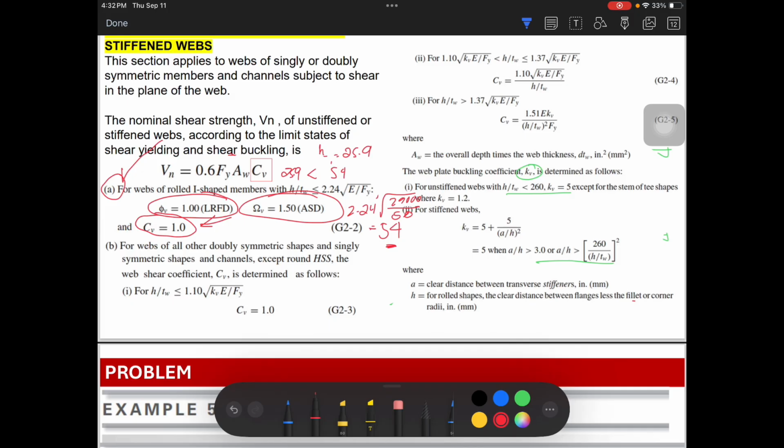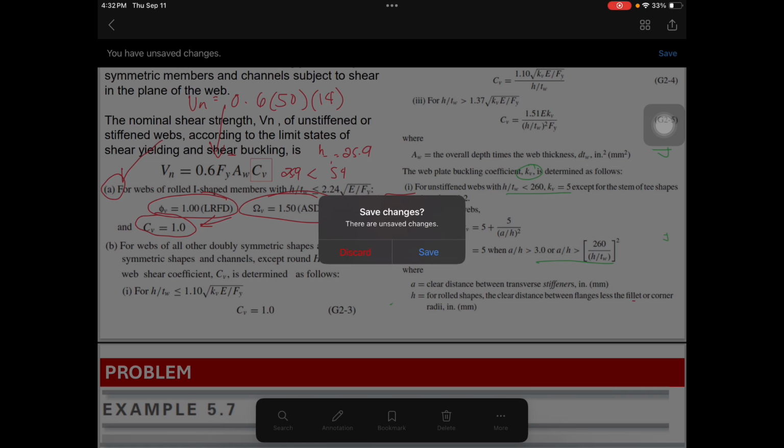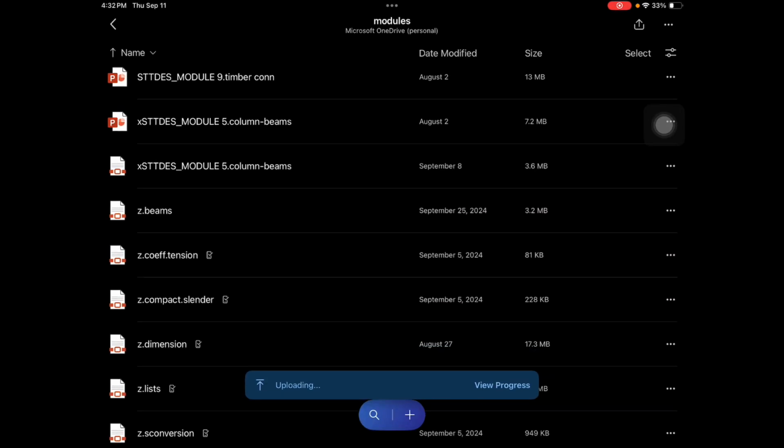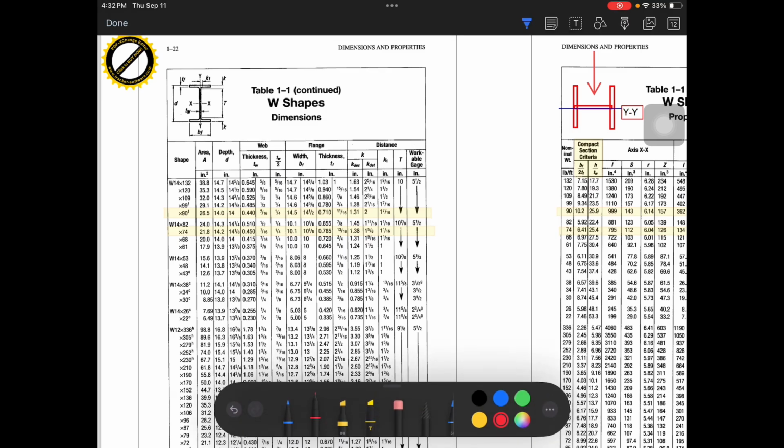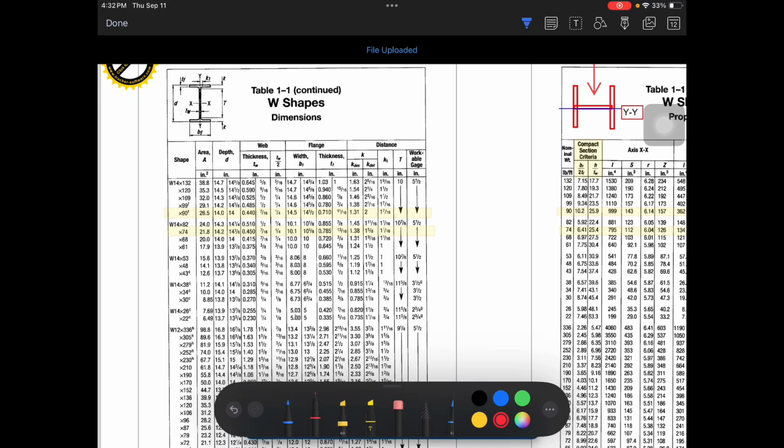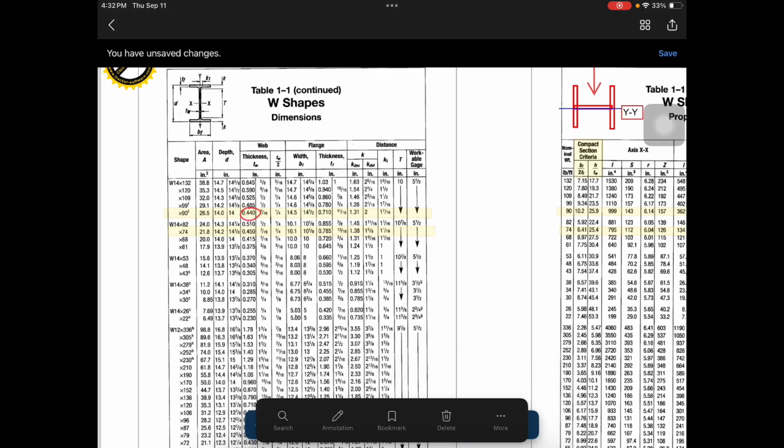So, substitute natin yung mga variables natin sa formula. Vn, 0.6. Our Fy is 50 ksi. Our Aw. Anong Aw natin? Ang depth ng W14 is 14 times anong thickness niya? Naku, hindi natin natingnan yung thickness kanina. Balik ulit tayo for the thickness. Thickness niya ay 0.44.